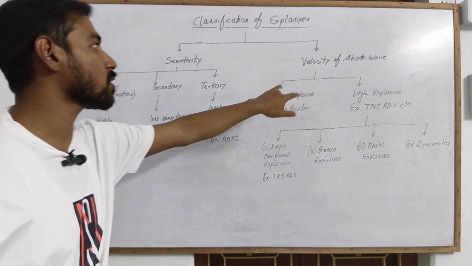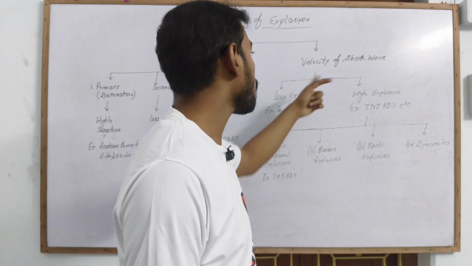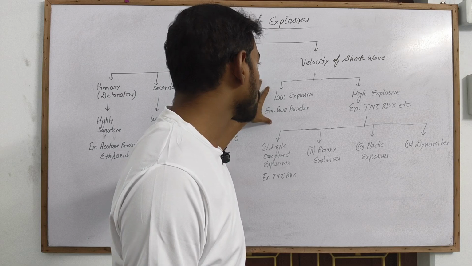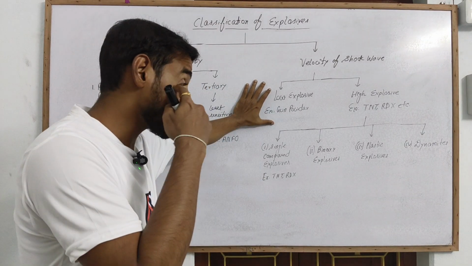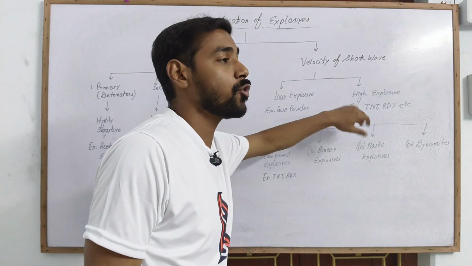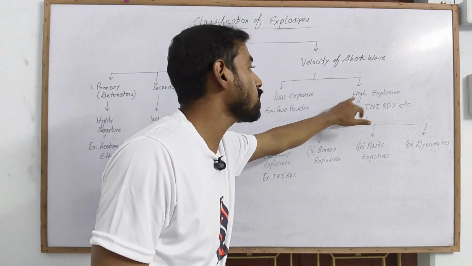Now coming to the velocity of shock wave. Based on the velocity of shock wave, explosives can be classified under two types, that is low and high explosives. Low explosive means the explosive velocity will be less, and here in high explosives the explosive velocity will be very high.